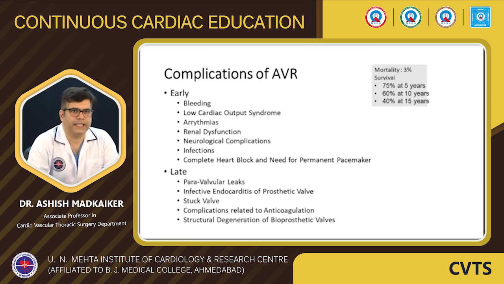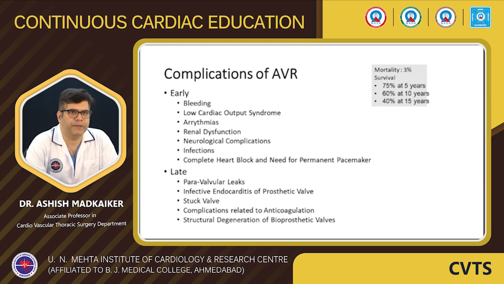Coming to the common complications that we are going to see in patients who undergo aortic valve replacements. The reported mortality by the STS database is 3% for isolated AVR, and the survival is 75% at 5 years, 60% at 10 years, and 40% at 15 years.